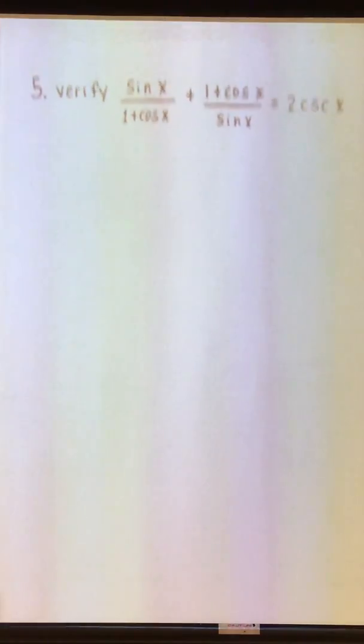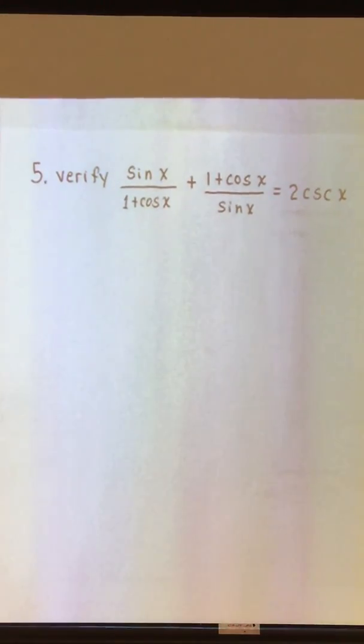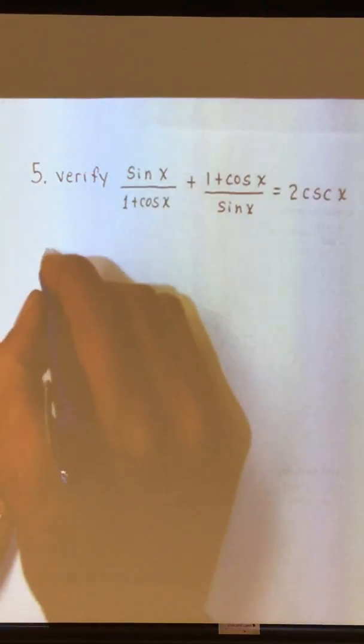Let's try problem number 5. Okay, so what am I thinking? Already in terms of sines and cosines on the left side, we generally start with the more complicated side, so that would be the left side. But I do see two fractions that I can add together. So I will find a common denominator and add them together.